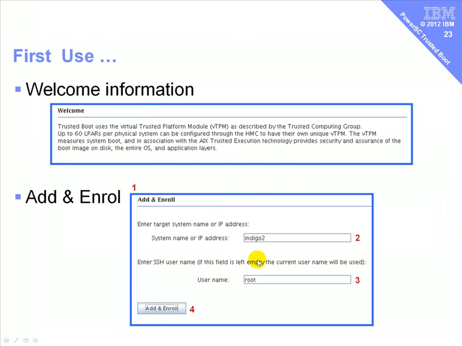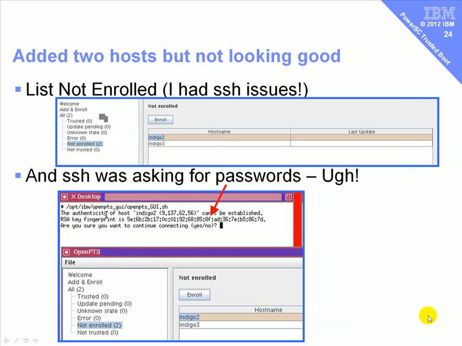And when we do an enroll, here's my Indigo 2. Then I type in the user that it's going to use for the SSH connection, because it may not be the root user, and then add and enroll. My first time in here, I actually had problems with SSH, all down to me, and instead of enrolling them, they went into this not enrolled state in here. I looked in the window in which I started the application, and it was asking me about authentication keys and asking me for more passwords. Clearly SSH wasn't connected up right. I had to go off and fix that.